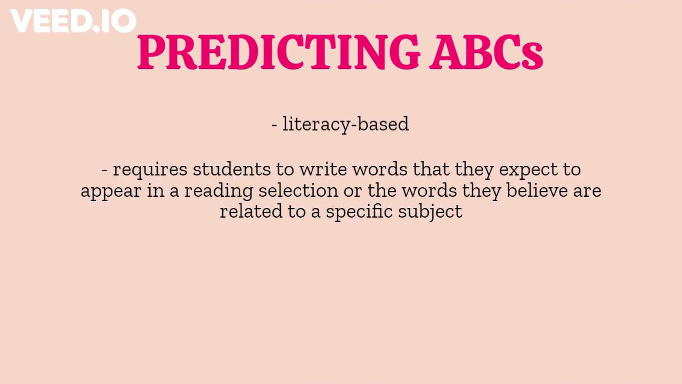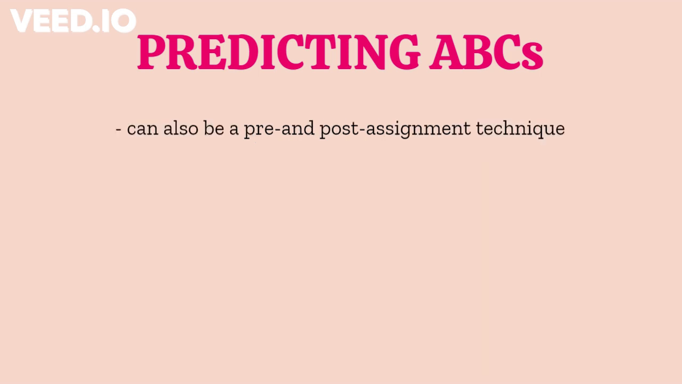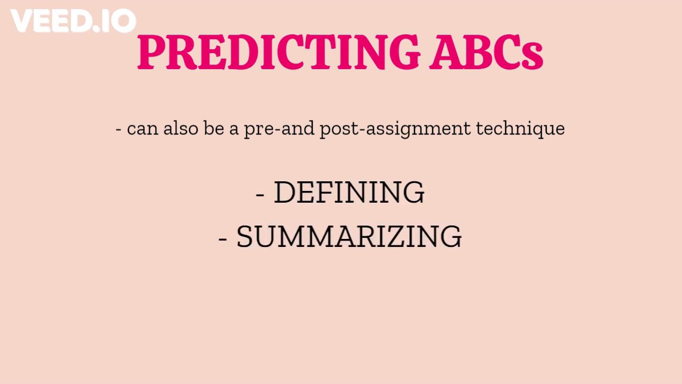Predicting ABCs is a literacy-based strategy that requires students to write words that they expect to appear in a reading selection or the words they believe are related to a specific subject. This strategy requires students to use previous learnings or experiences to predict key concepts and terms they have learned. This can also be a pre- and post-assignment technique that will help students enhance their defining, summarizing, and comparing skills.